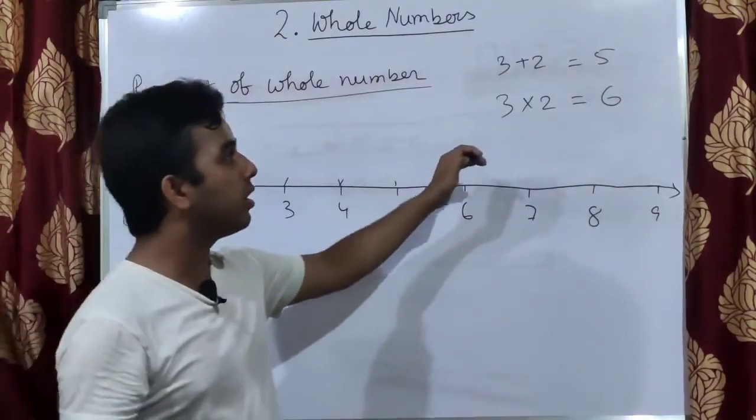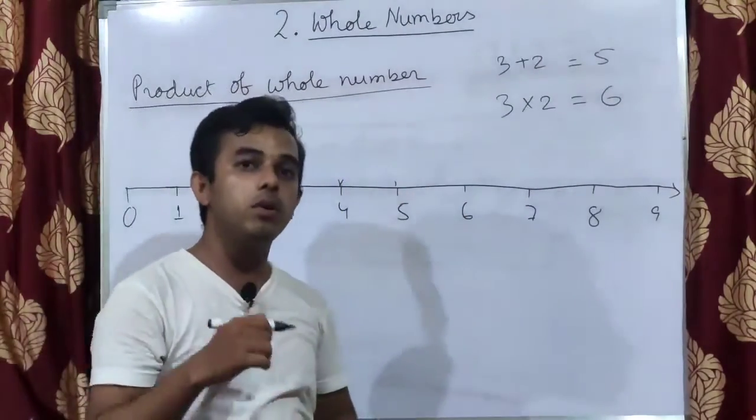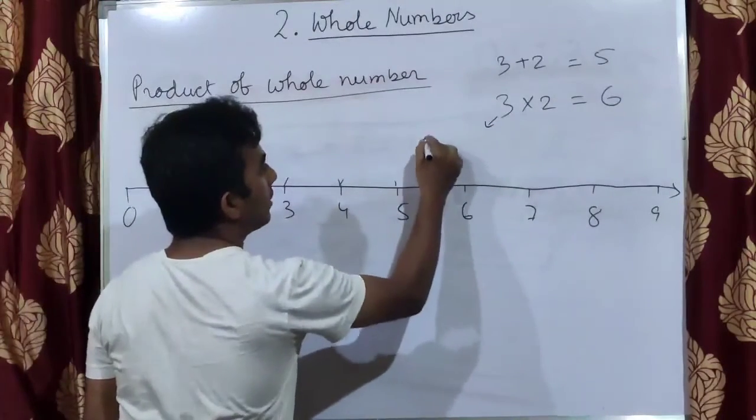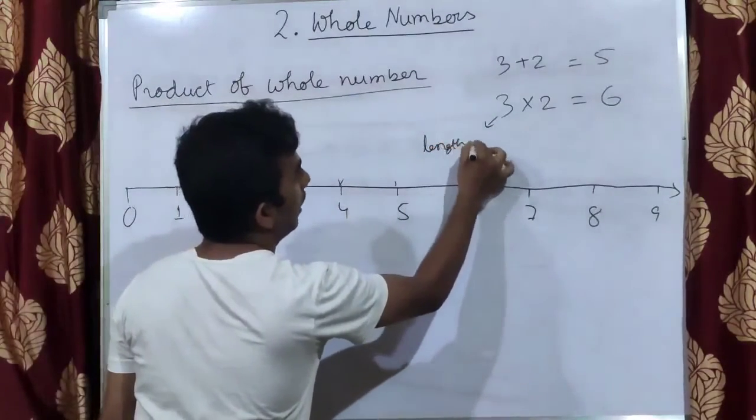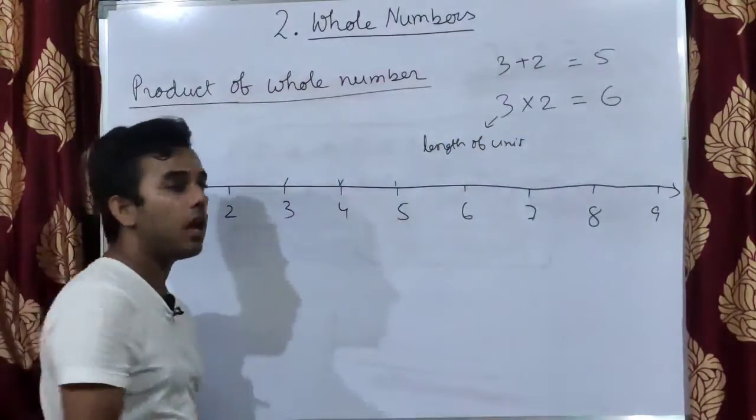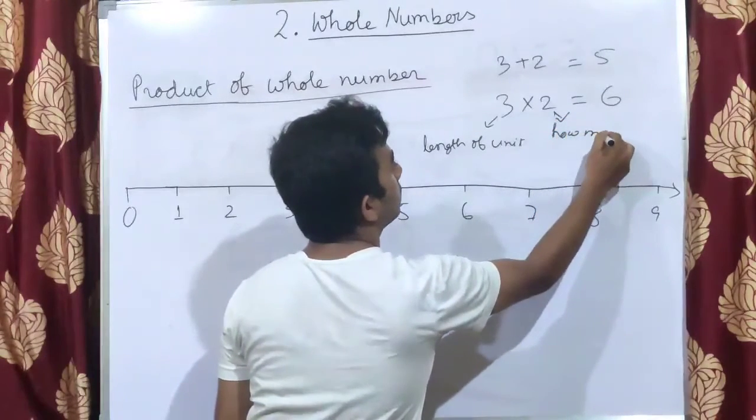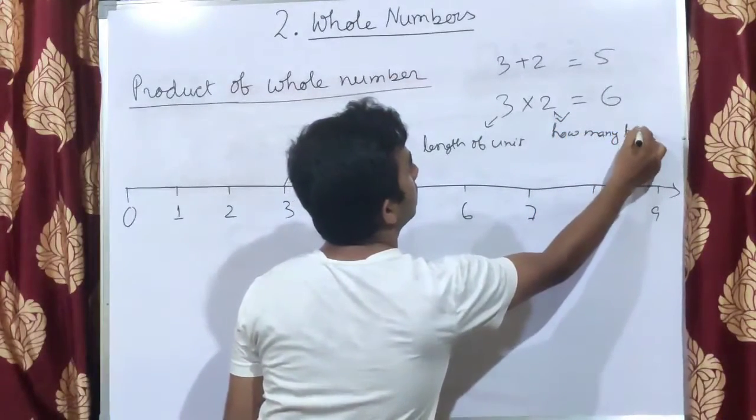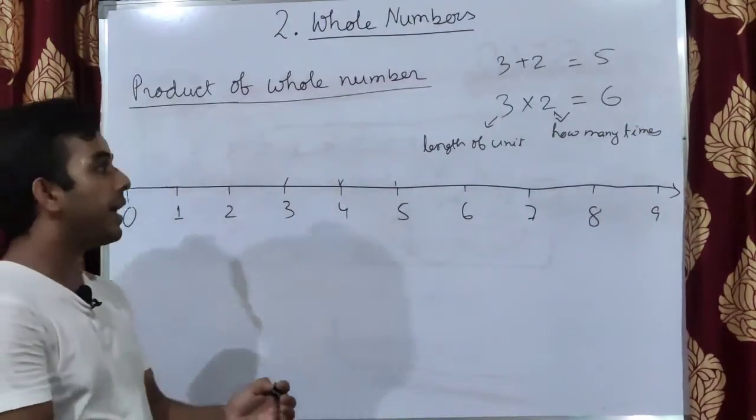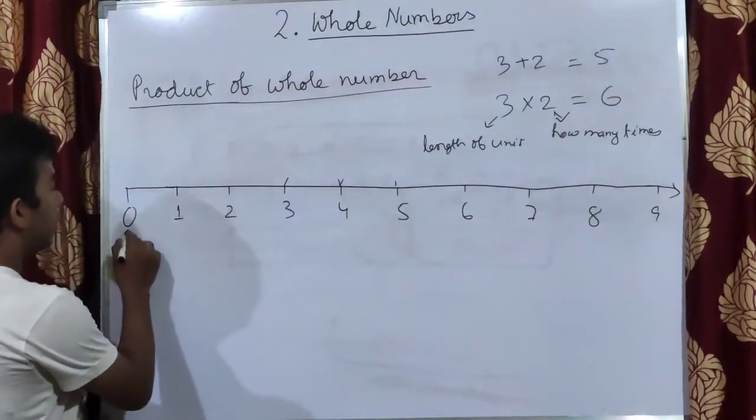In this case we will not consider 3. In this case we will start from 0. Okay. So this 3 represents the length of the unit, and this 2 represents how many times. Okay. So here as 3, so we will take 3 units.